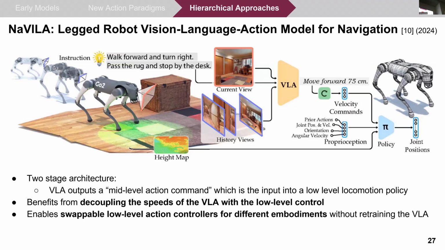So this is exactly how they evaluate this model. They train a low-level locomotion controller for the quadruped and one for the humanoid, and they use the same VLA, just with the appropriate low-level locomotion policy for whichever platform they're testing on.